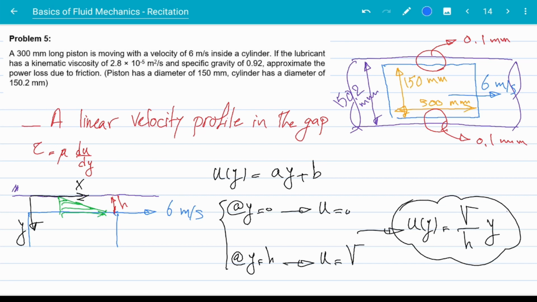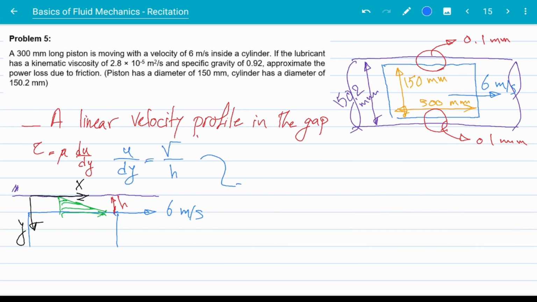Now from this equation, I can immediately conclude that du/dy, the velocity gradient, is the velocity of the piston over the gap. All right, so using the red and the blue equations here, I can find tau, shear stress. So tau is mu times velocity over the gap.